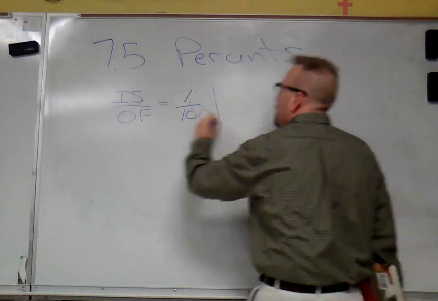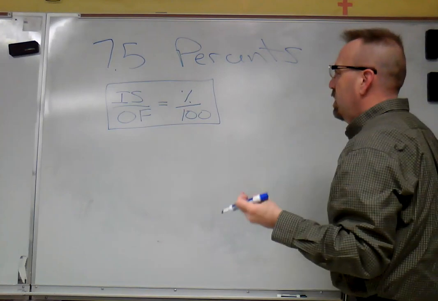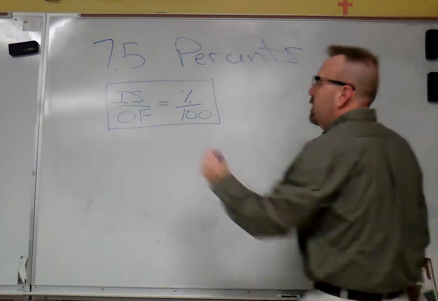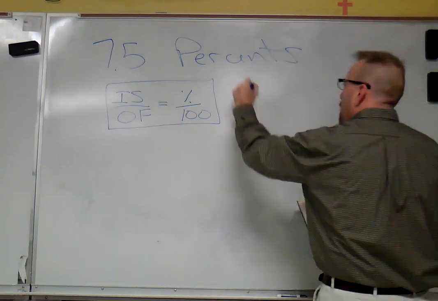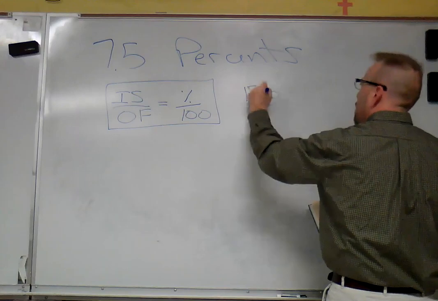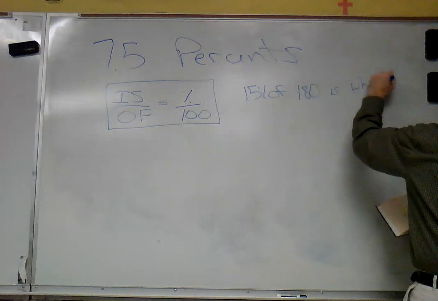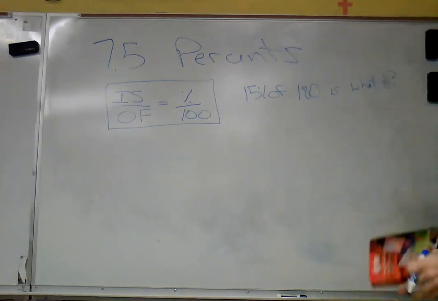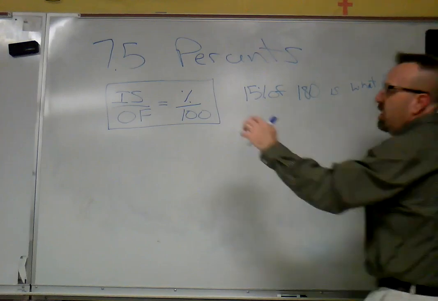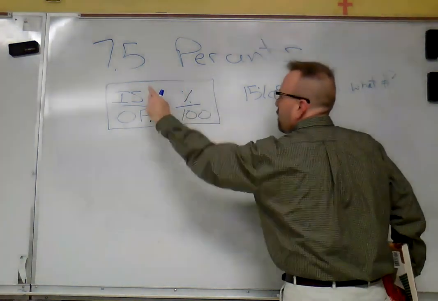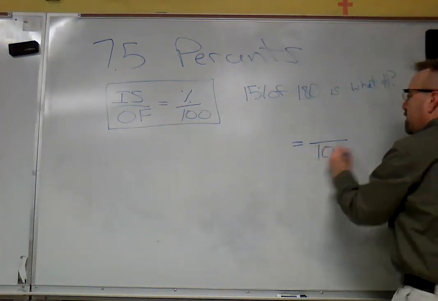But the simplest way, easiest thing to remember to do every single one of them, no matter if you're looking for one of the three things, is to set up this proportion. It says is over of equals percent over 100. And how that's going to work, they're going to give you a word problem. So this one says 15% of 180 is what number? So we're looking for three key things. We're looking for is, of, and percent. That 100 will stay 100 every single time.